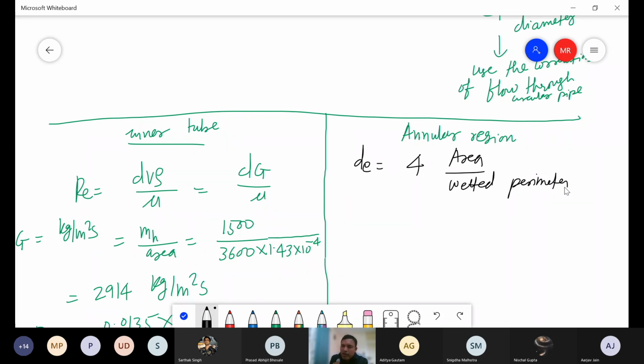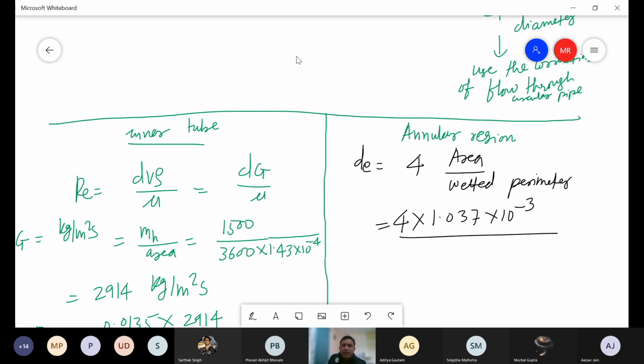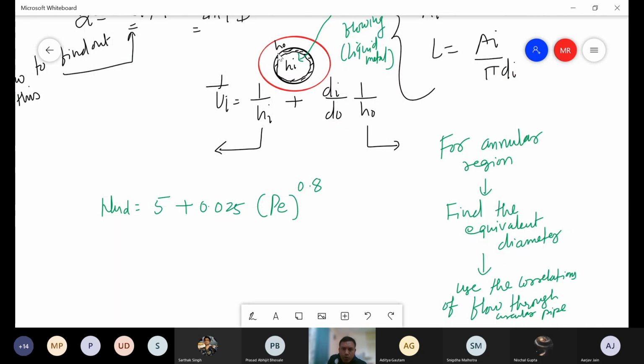This is what the hydraulic radius is, isn't it? So 4 into hydraulic radius is nothing but the equivalent diameter. So 4 into the area of the annular region, that we have calculated earlier. So I will just directly write down 10 raised to the power minus 3. What will be the wetted perimeter? Remember, in the heat transfer calculation, only this outside area is important, isn't it? Only this outside area is important. Correct? Not this area.